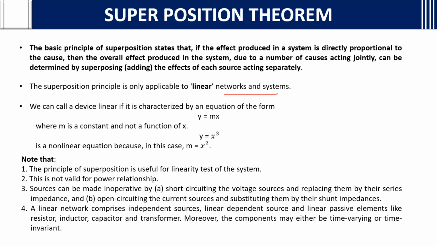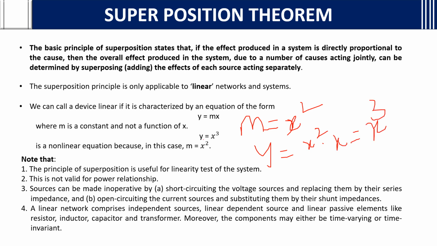What does it mean? For example, you take y is equal to x cube. As you can see, m is equal to x square here. So what you will get is y is equal to x square into x, that is nothing but x cube. Okay, so you are getting y equal to x cube. What is happening is it is affecting the x value, because of the power. You are not getting the same output.